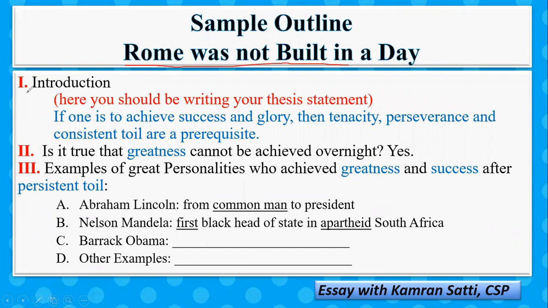So as usual, the first heading should be of introduction, and beneath that you would be writing the thesis statement. Remember, I discussed that if you want to write the thesis statement, which you should when you are to take a stance on a topic, it should be right below the introductory paragraph. And for this topic, Rome was not built in a day, the thesis statement is, if one is to achieve success and glory, then tenacity, perseverance, and consistent toil are a prerequisite. Now, how did we reach this thesis statement?